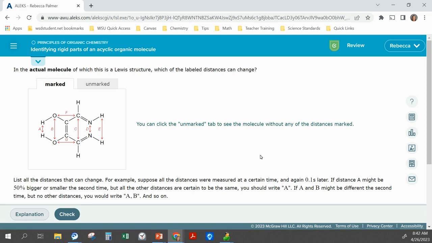Over here at A, can this distance change? Well, if we look at this one, that's going to spin, that's not going to help us. But if we go one more away, this OC bond can rotate. If this rotates, then the hydrogen here can get away from the other hydrogen. Because this can rotate, these hydrogens can change distances. So A can change here.